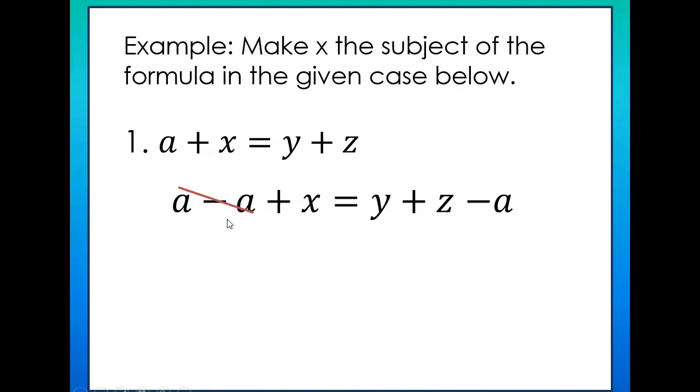Now, in your mathematics subjects, from what you've learned, you can transpose this variable to the other side of the equation. So this is positive. When you transpose it on the other side, this becomes negative. Vice versa, if you have a negative variable here, once you transpose that on the other side, that becomes positive. So therefore, our answer in this case is x equal to y plus z minus a.